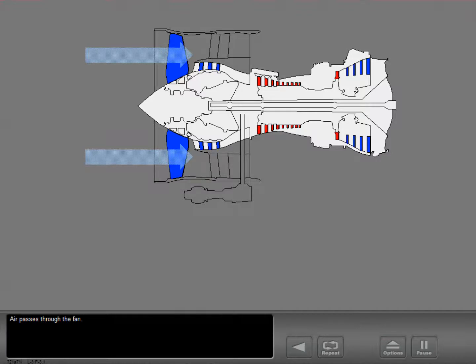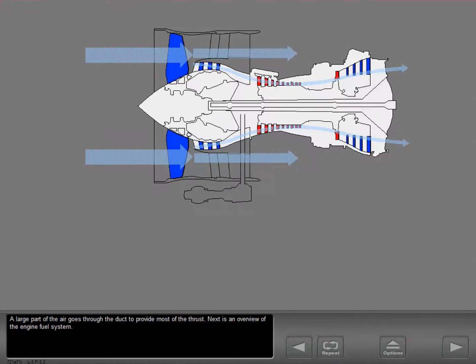Air passes through the fan. Some of the air goes through the compressor for combustion. A large part of the air goes through the duct to provide most of the thrust.